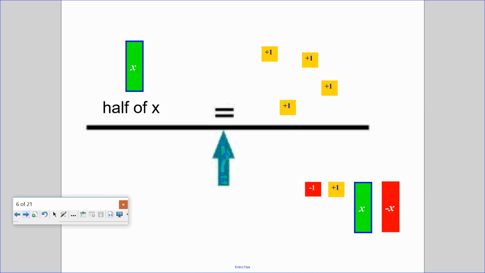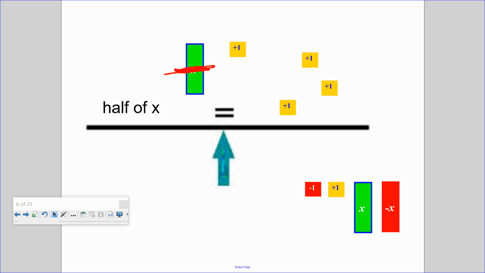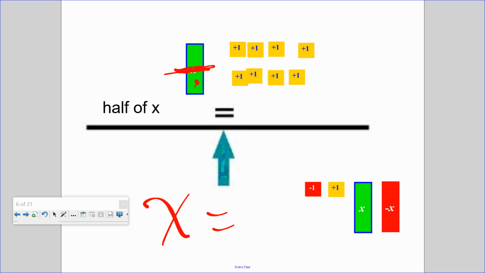Number 3, half of x. So each half of this x is equal to positive 4. So this half of x is equal to positive 4. So what will this half of x equal? Positive 4. So what will x equal? If I take away this line, x is equal to 8.